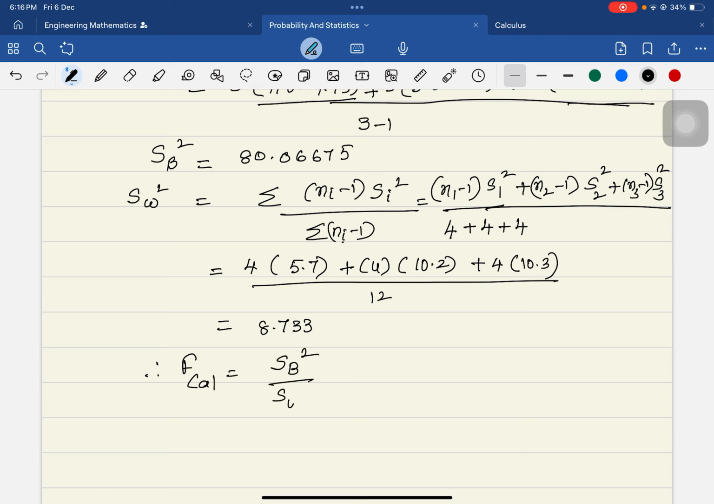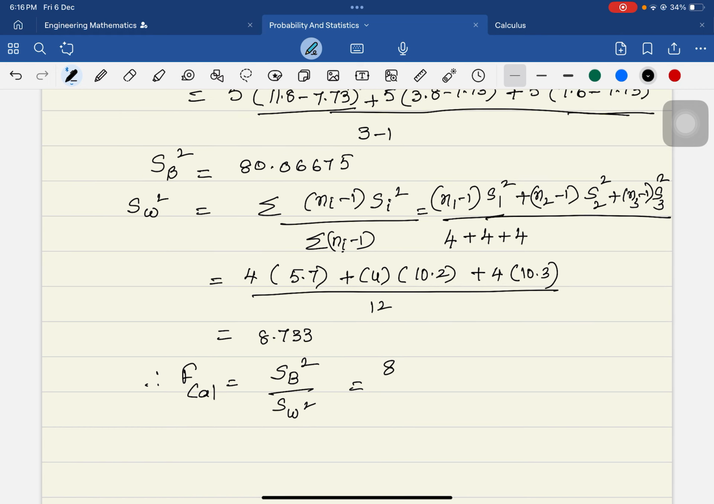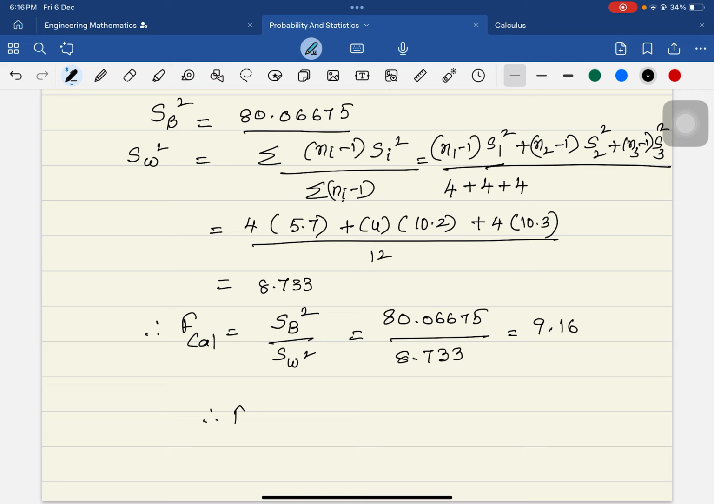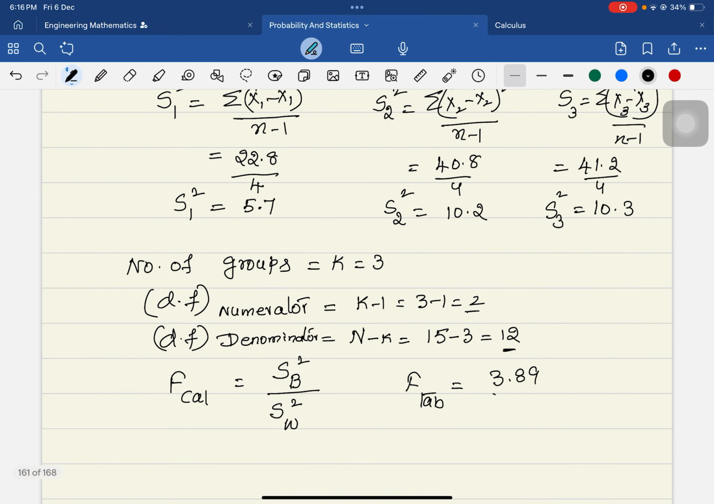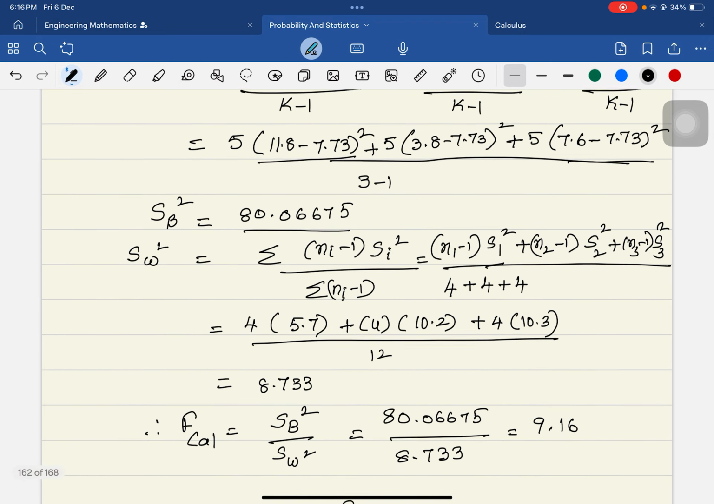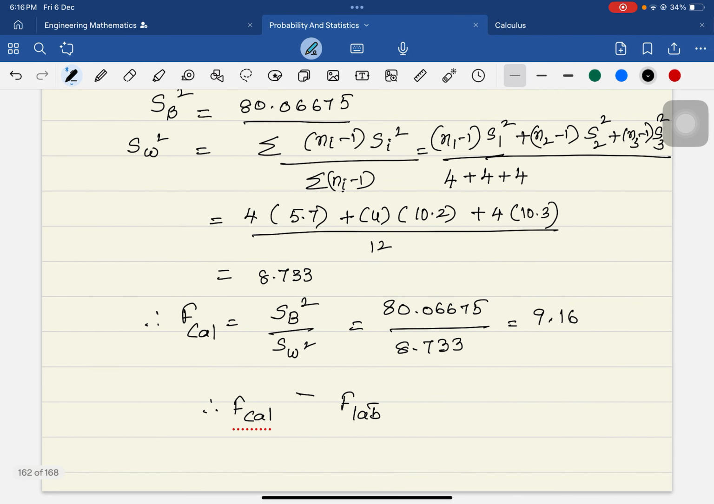Now we are going to find the F calculated value, given by SB square by SW square. SB square we got as 80.06675, divided by 8.733, so that value is somewhere around 9.16. What is the relation between the calculated value and the table value? We have already identified the table value, which is 3.89. So the F calculated value, 9.16, is greater than the F table value. Therefore, we reject the null hypothesis H naught.